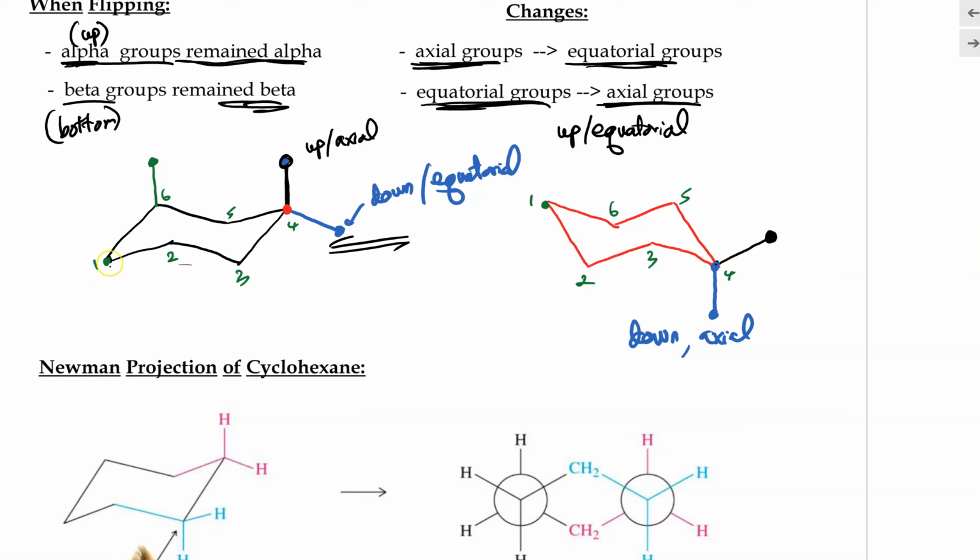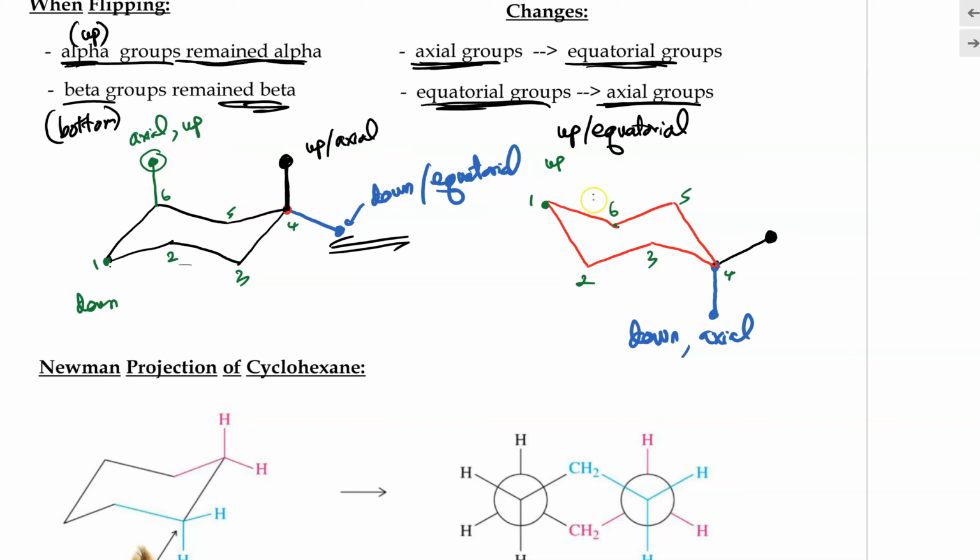You can see right now this carbon right here is pointing down. When it flips, it now becomes up. So that's what happened to every carbon when they flip: up becomes down and down becomes up. In this case, the group in green that we're interested in is located on carbon number 6. Right now this green group is axial and pointed up. So when it flips, it's supposed to become equatorial and still point up. And to draw it, this is how we would draw this.